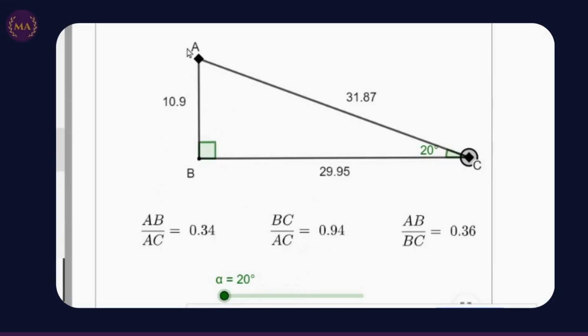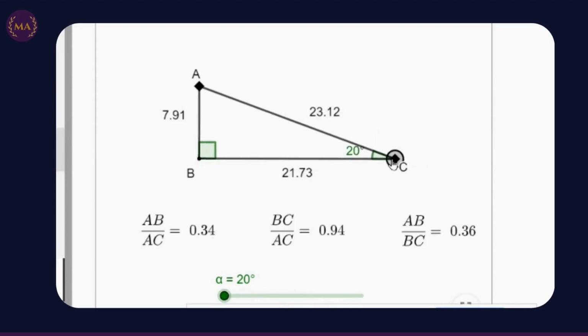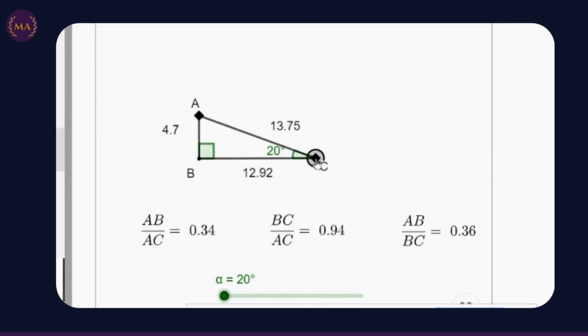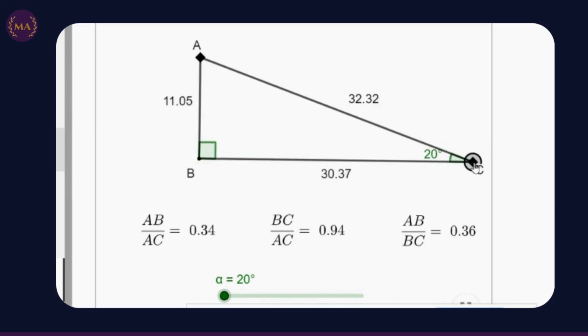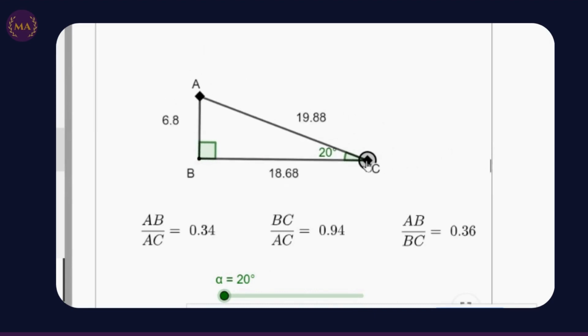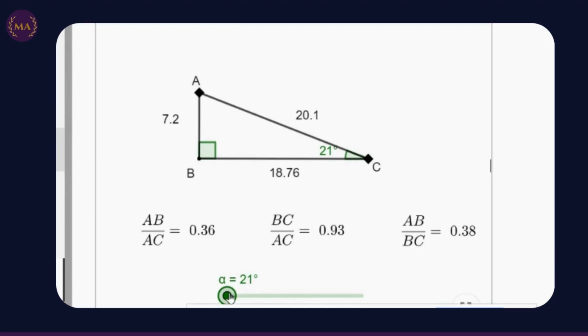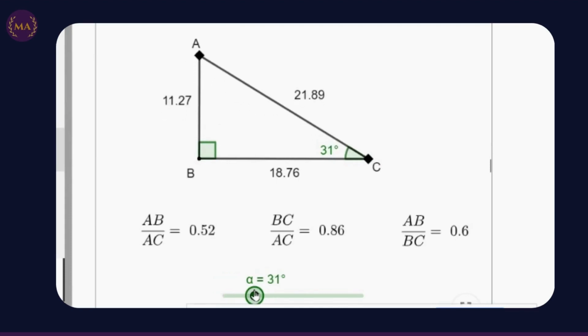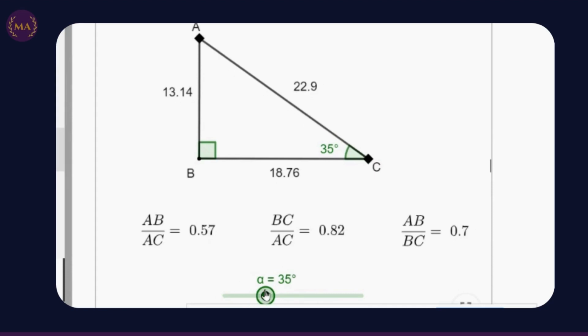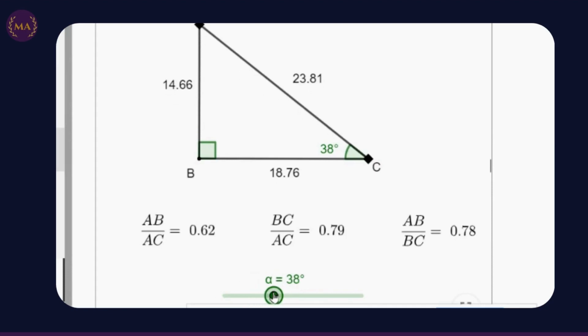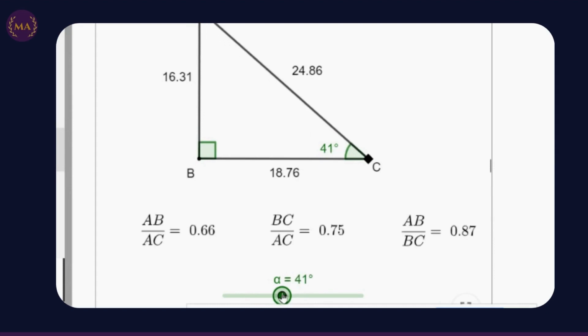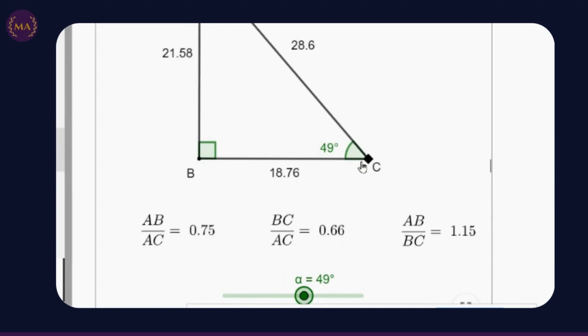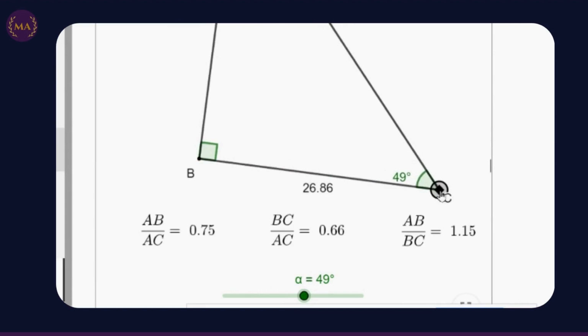Now in this picture, you can see we have a triangle ABC with a fixed acute angle 20 degrees and angle B is 90. Now I'm reducing the triangle's length. I want you to observe the ratios AB upon AC, BC upon AC and AB upon BC. Are they changing? No. But now I started to change the angle C. You can observe that when I change the angle C, the ratios are changing.